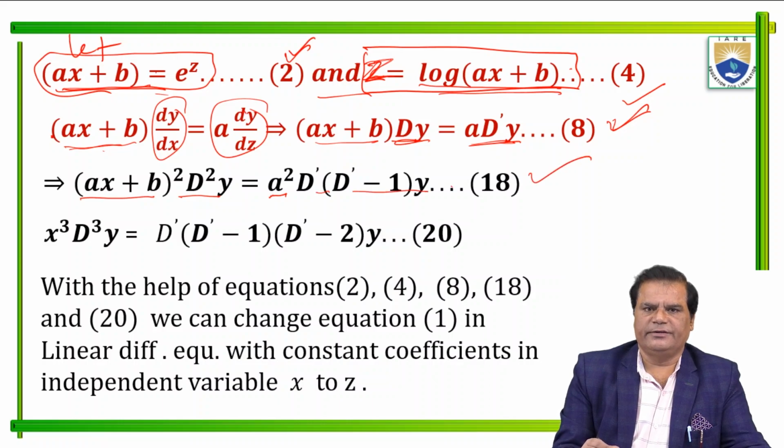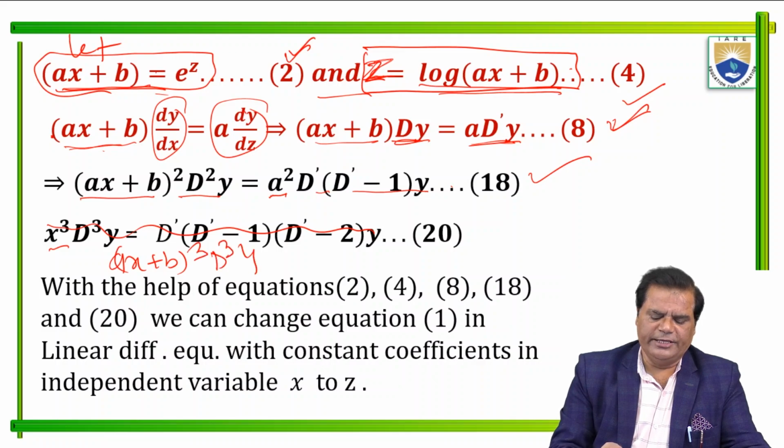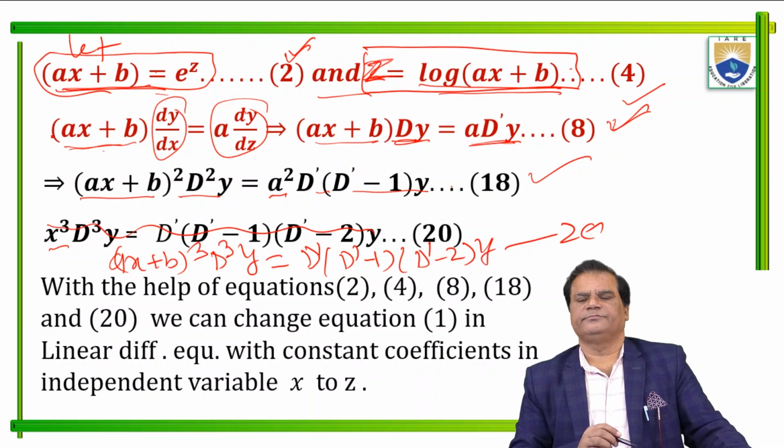This is equation 8. Similarly we can prove x cube. Here (ax plus b) whole cube into d cube by equal to d dash minus 1 and d dash minus 2 into y. This is equation 20.